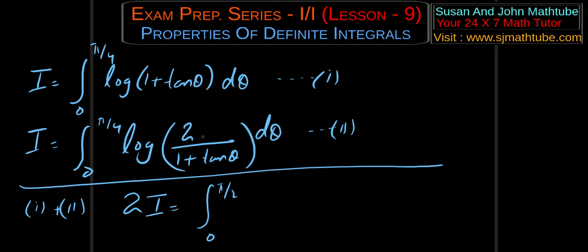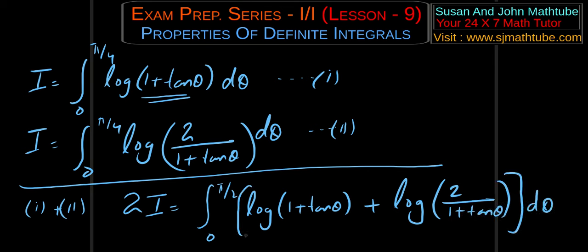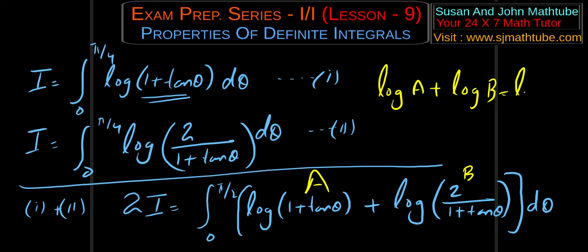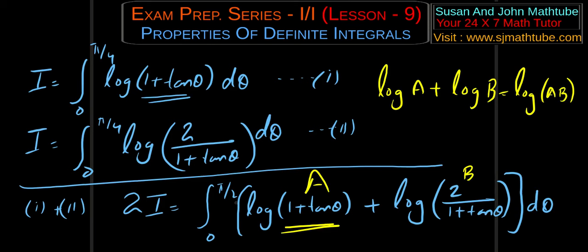Okay, now tell me please, what is log a plus log b? Because we are going to get log(1 + tan theta) plus log 2/(1 + tan theta). In the last problem also we used the same property. So tell me what is log a plus log b, because I am able to see log a plus log b here. Yeah, that is log of a times b. So in the next step, 2I is equal to integral 0 to pi/4, because it's a common limit over here. I think I wrote pi/2, please correct it, it's pi/4.